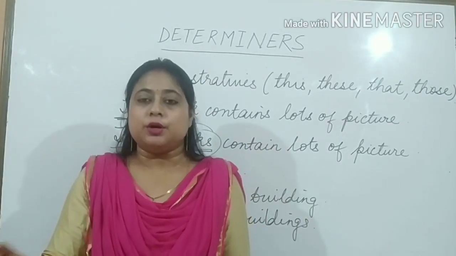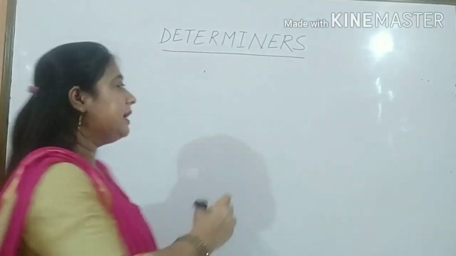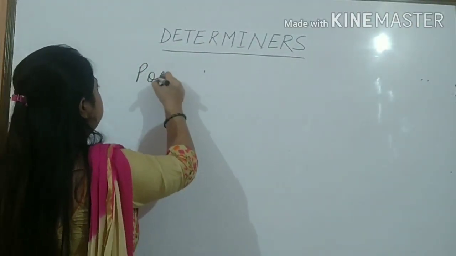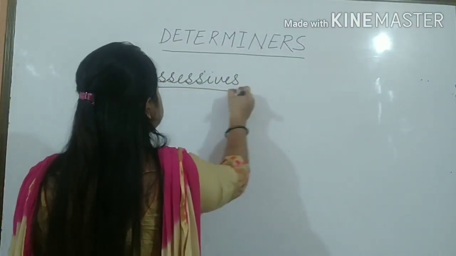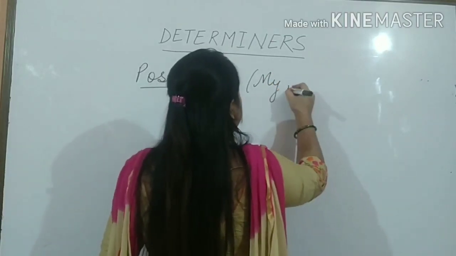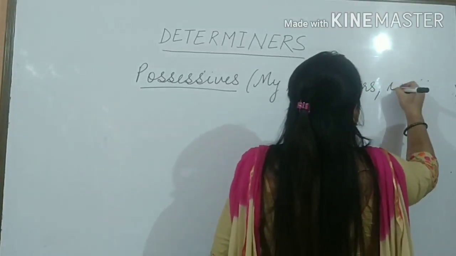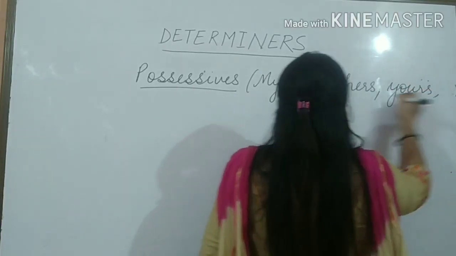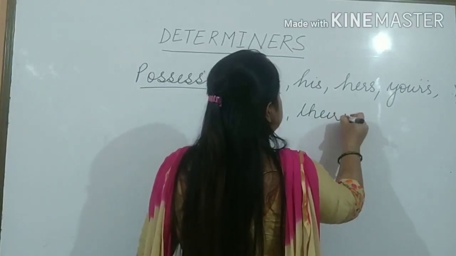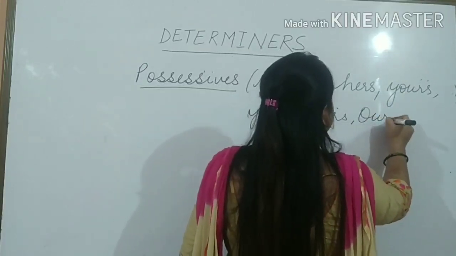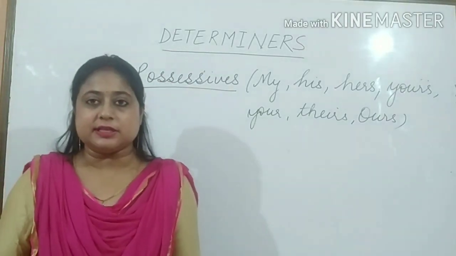The next type of determiner is possessives. Now, what are the words which come under possessives? Mine, his, hers, yours, your, theirs, ours. So these are the words which come under possessives.